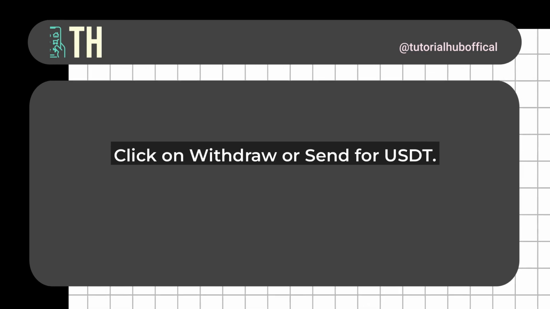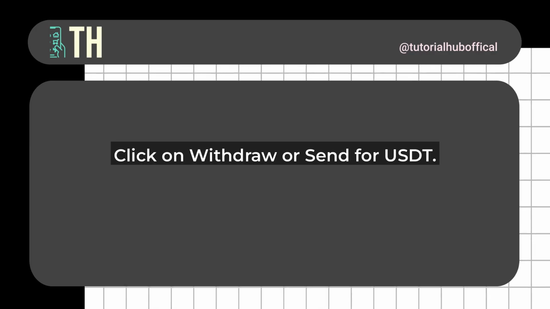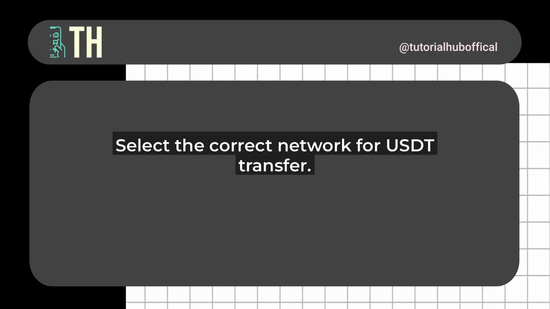Step 1. Log into your Uphold account. Head over to the dashboard and locate your USDT balance. It's usually under your Assets or Portfolio section, easy peasy.